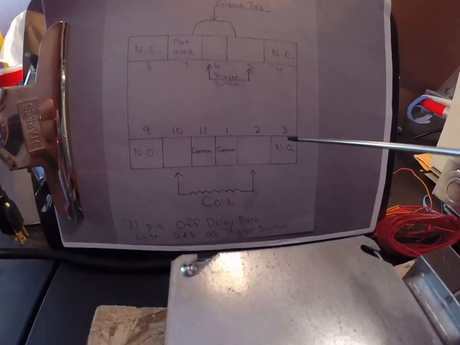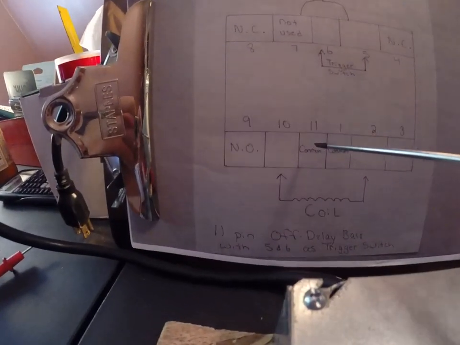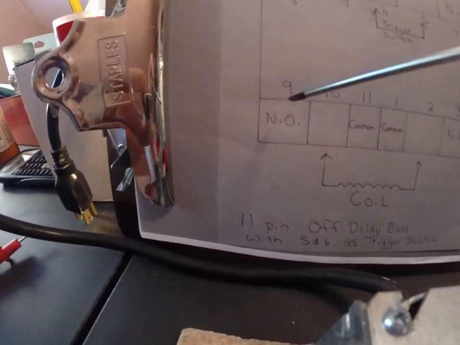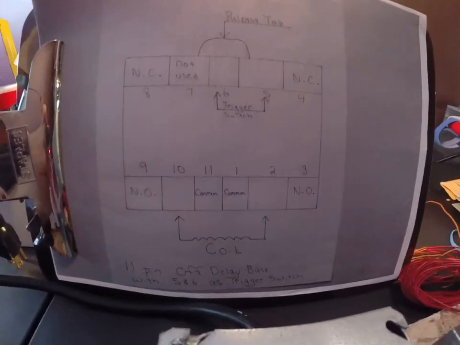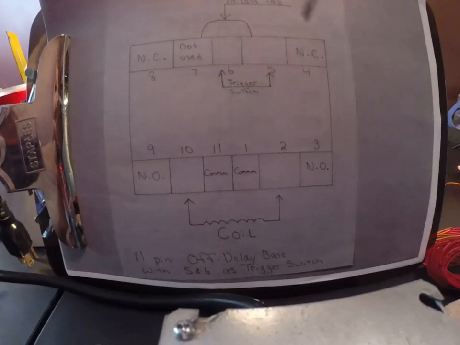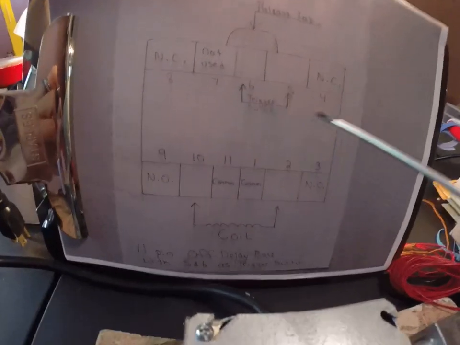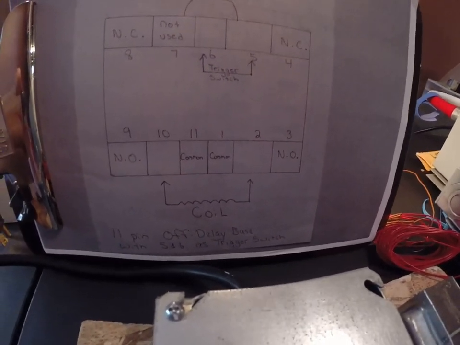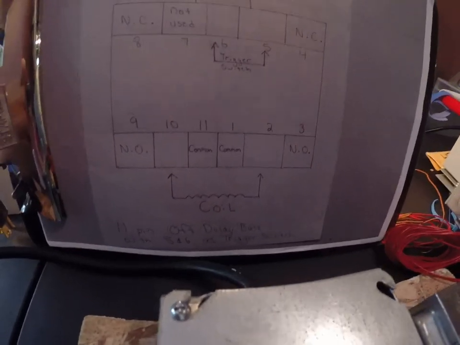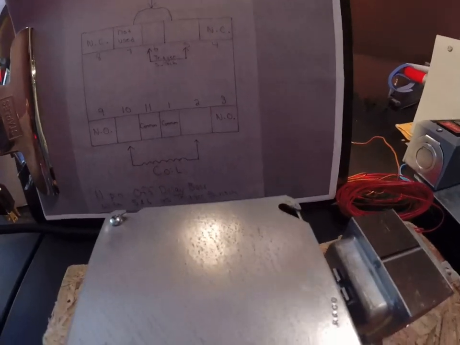1 is in common with 3 and 4. 3 normally open, 4 normally closed. 11 is in common with 9 and 8. 9 is normally open, 8 is normally closed. 7's not used. If this were not an off delay with a trigger switch, you'd have 3 sets of normally open, 3 sets of normally closed. 5, 6, and 7 would be replaced with a common, normally open, and a normally closed. We have those cube type ice cube relays to go with those bases. I can show you that on another lab.